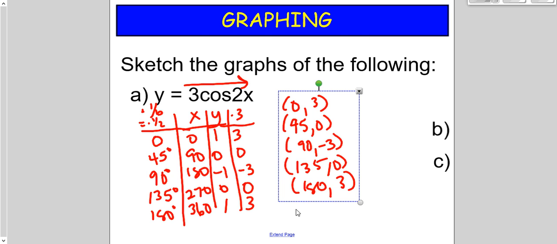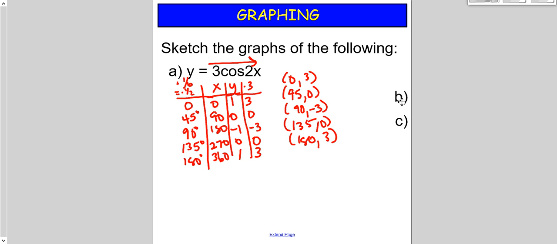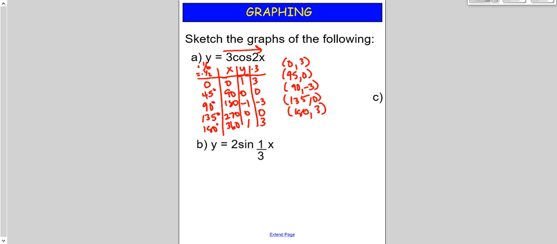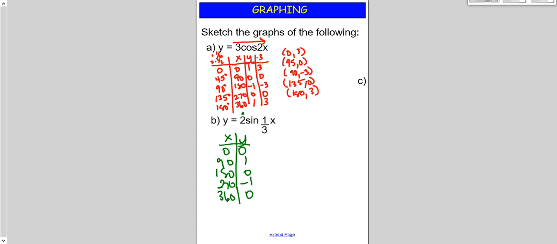All right, let's take a look at the next one. So B, this is going to be sine, and we are going to start with our base graph. Sine starts at 0, and then it goes up to 1, back to 0, down to -1, and then back to 0. And again, remember, we're going to read it this way. So that 2, we're going to multiply all our y values by 2, which is going to give me 0, 2, 0, -2, and 0.